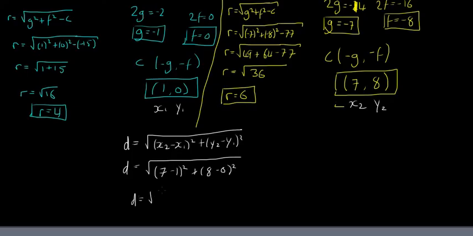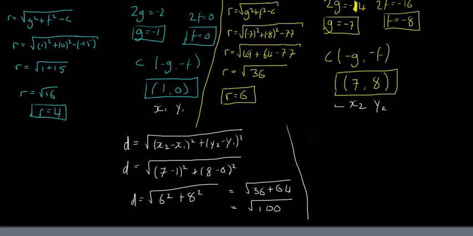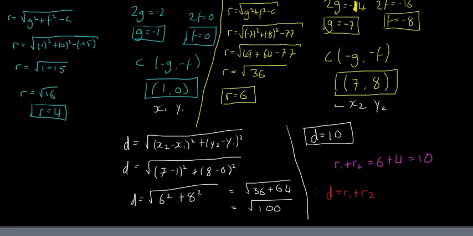So that means that D is equal to the square root of 6 squared plus 8 squared, and that's equal to the square root of 36 plus 64. It's equal to the square root of 100. So we have D is equal to the square root of 100. That means D is equal to 10. And if we look at the two radiuses, r1 is equal to 4 and r2 is equal to 6, we see that r1 plus r2, that's going to be 6 plus 4, which is 10. So that means our final thing is that D is equal to r1 plus r2.